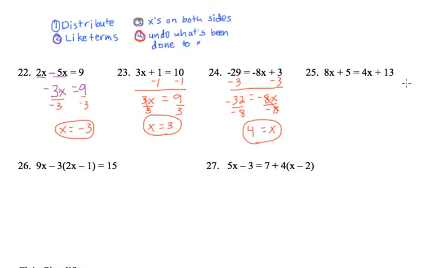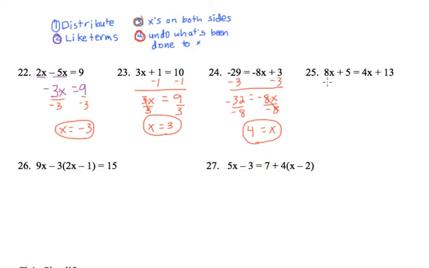Okay. Next problem, 25. No distributing, no like terms. And you'll notice there's an 8x and a 4x, but they're on opposite sides of the equals sign, so I can't just combine them. I have to actually do that in step 3. There's x's on both sides. I've got to get rid of that.